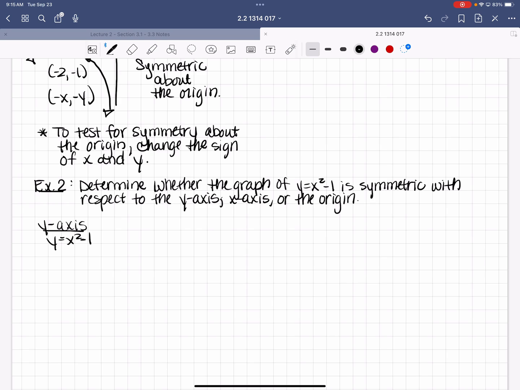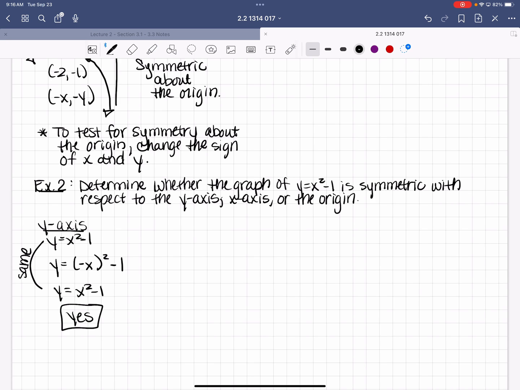Okay, so if it's y-axis, I change the sign of who? X. So I go through there and I go, okay, well, y equals negative x squared minus 1. So you change all the positive x's to a negative x. Okay? All right. So then you work it out. This gives me y equals, well, what's negative x squared? X squared minus 1. Did I get the same as the original? Yes. Okay? These are the same. So, yes, it's symmetric about the y-axis.